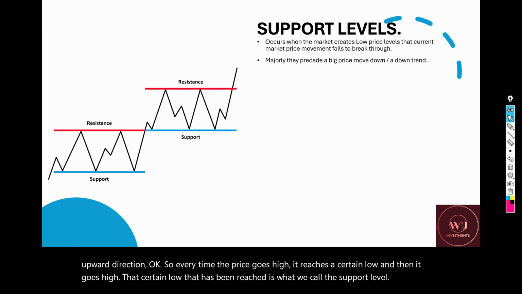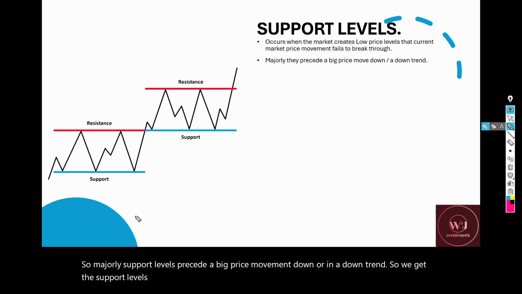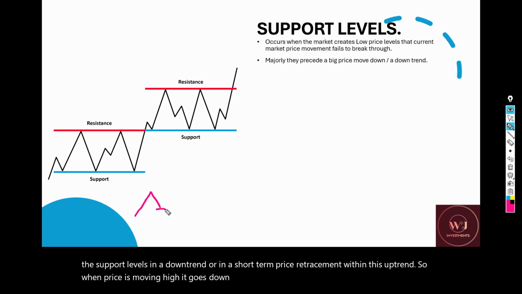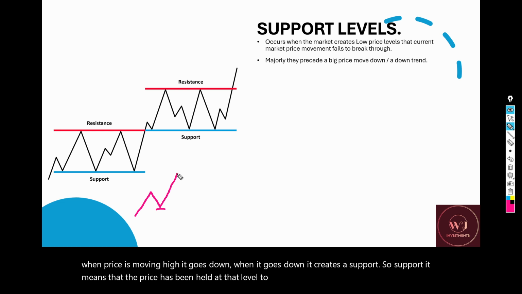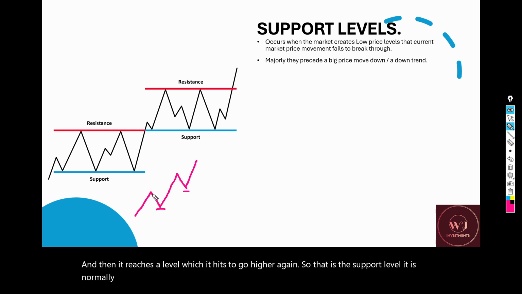So majorly, support levels precede a big price movement up, or occur in a downtrend. We get the support levels in a downtrend or in a short-term price retracement within an uptrend. When the price is moving high, it goes down, and when it goes down, it creates a support. Support means that the price has been held at that level to push it high again. The price goes down again, and then it reaches a level which it hits to go high again. That is the support level. It is normally preceded by a big move up or a short-term downtrend, what we call a retracement within an uptrend.